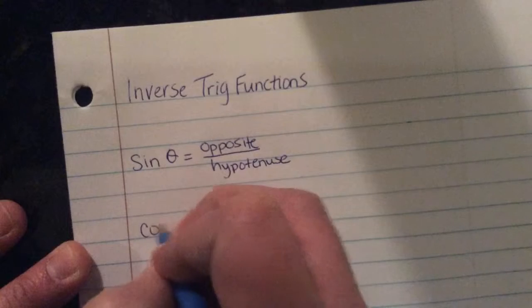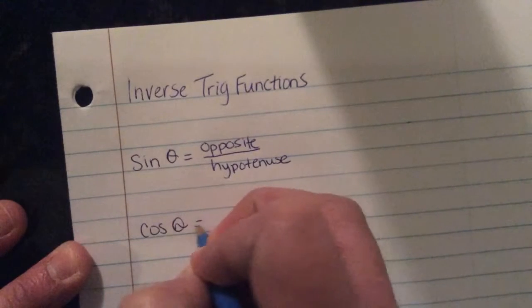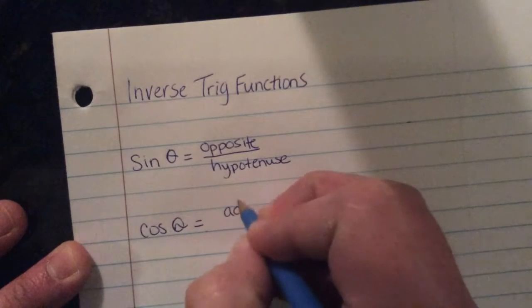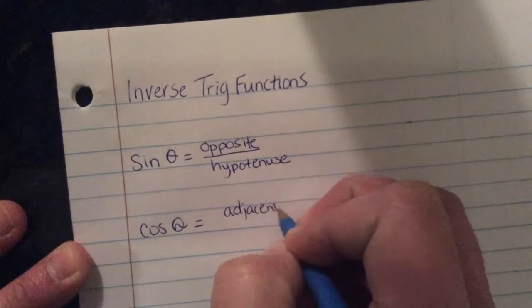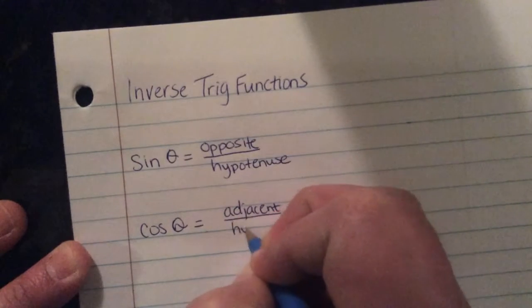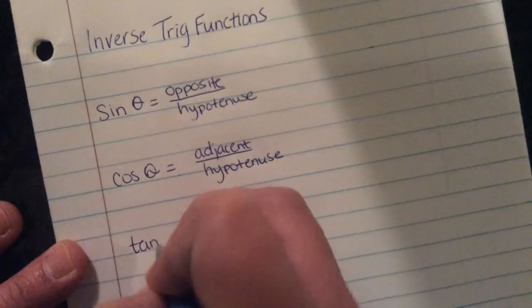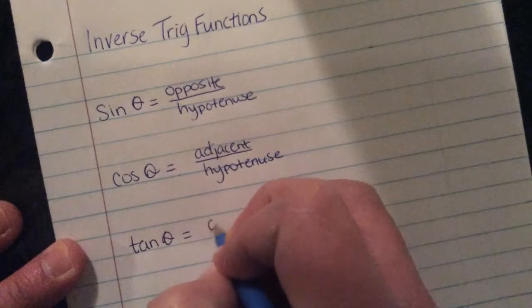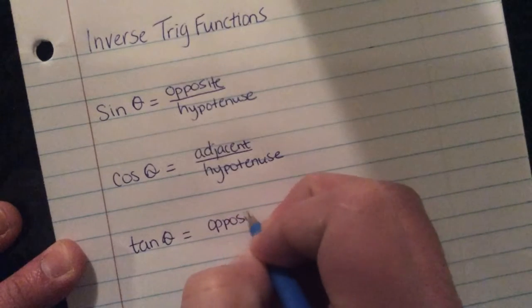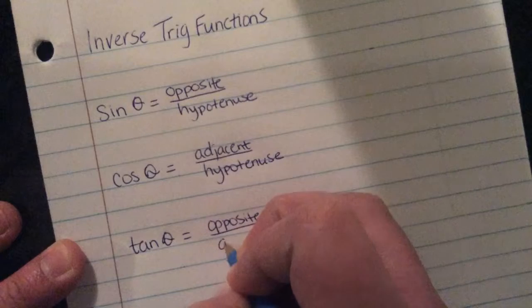The cosine of an angle is the adjacent side over the hypotenuse again. And finally, the tangent of an angle equals the opposite side divided by the adjacent side.